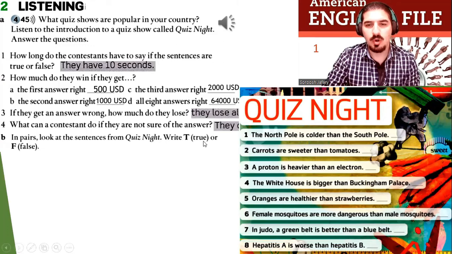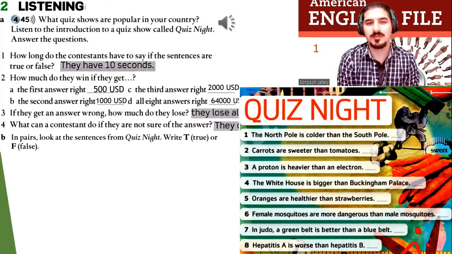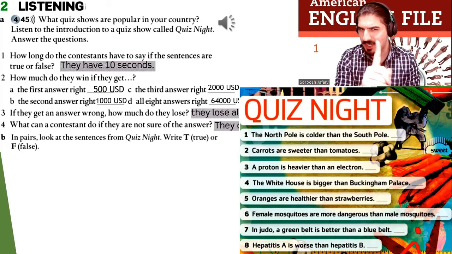Write true or false. You do it right now. I want to test you. This is a test for you. Do it. But don't use Google. Don't cheat. Don't use the Google search. Don't cheat. Do it yourself.